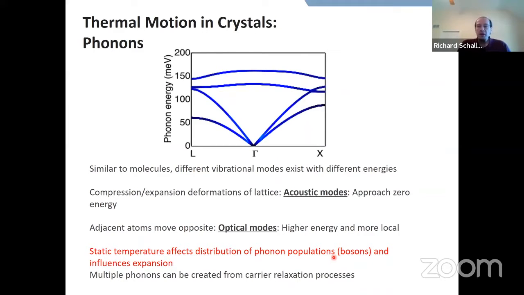So one thing that I'll be talking about quite a bit, and many of you may know this like the back of your hand, but just to make sure we're starting in a similar place. Thermal motion in crystalline solids, you have phonons, which are similar to molecules, which maybe more of you are still familiar with. You have different types of vibrational modes that, when you get those moving, have different energies associated with them. And in crystalline solids, because you have a periodic lattice, you do have the Brillouin zone, so you have momenta that are different in different directions, essentially.